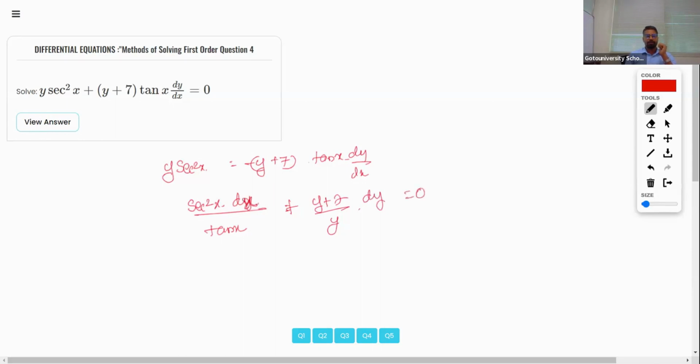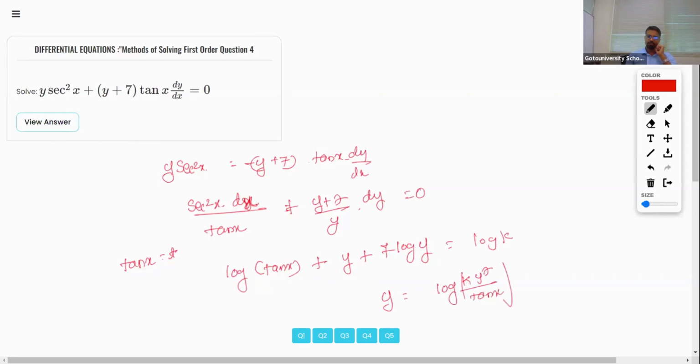Now integrate. What we get is, so let tan x be t. Then this will be 1 by t. So it is simply logarithm of tan x, plus y plus 7 log y is equal to some log k. Maybe if I write, then y is equal to logarithm of k into y power 7 divided by tan x plus some constant. Something like this will be the answer.